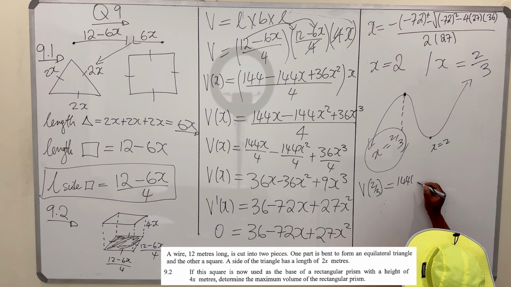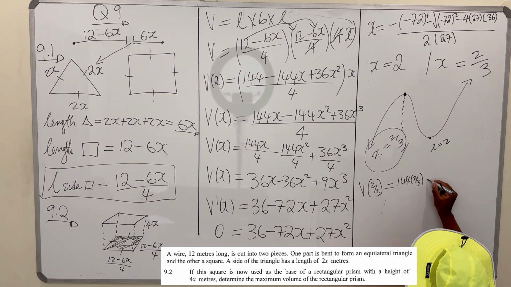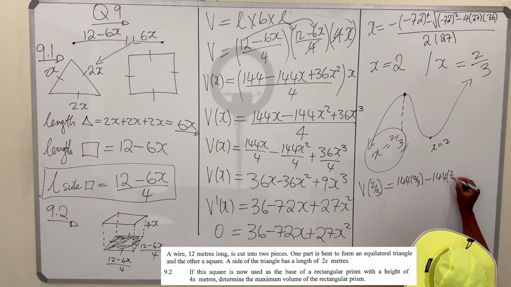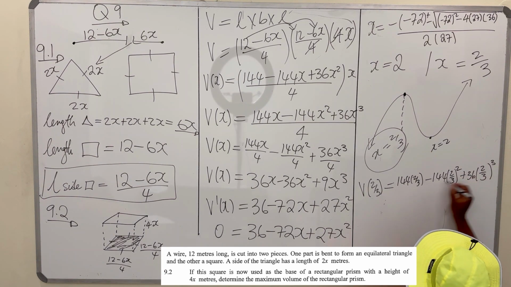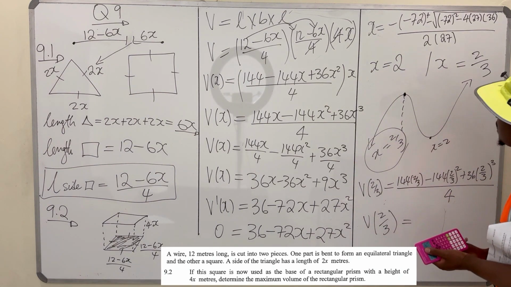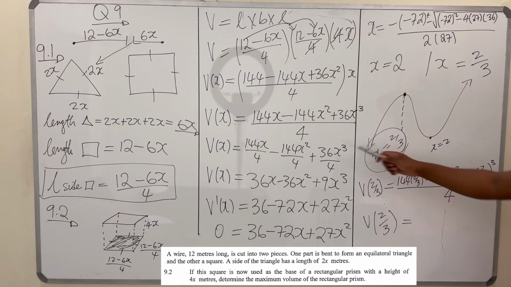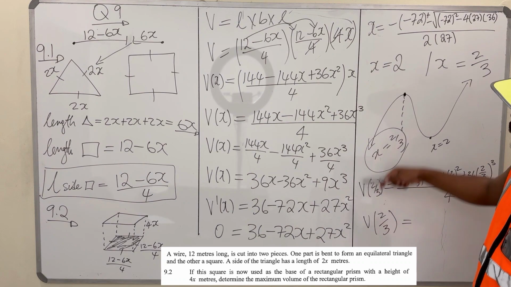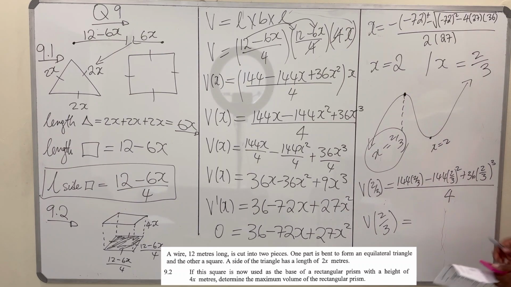It's equal to 144 into 2 over 3, minus 144 times 2 over 3 squared, plus 36 times 2 over 3 cubed, all divided by 4. So your function at 2 over 3 is equal to whatever this is. The minimum will sit there, not here, because you can see that this is defined by a positive cubic function, which will have this shape. So the maximum will be at the first turning point, which is this.